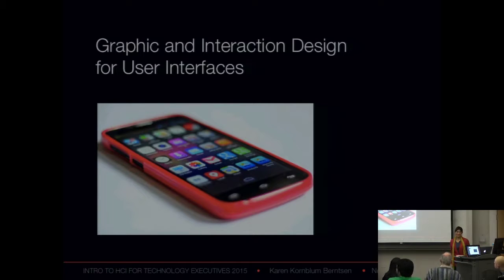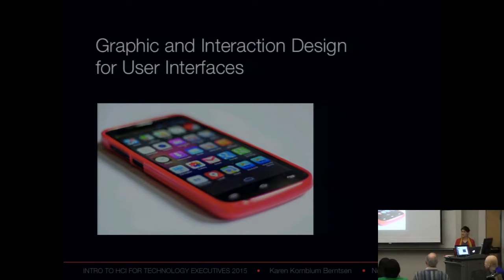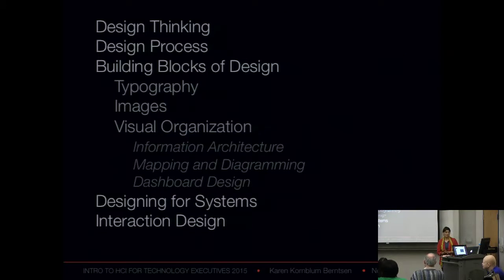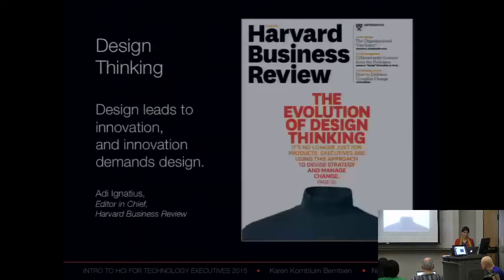I'm going to be talking about graphic and interaction design for user interfaces. And in the course of today's lecture, I am going to cover these topics: design thinking, the design process, the building blocks of design, and I've reduced the building blocks down to 3: typography, images, and visual organization. We're going to talk about designing for systems, and then we're going to dive into specifically designing for interactions. So this is obviously a very relevant topic.